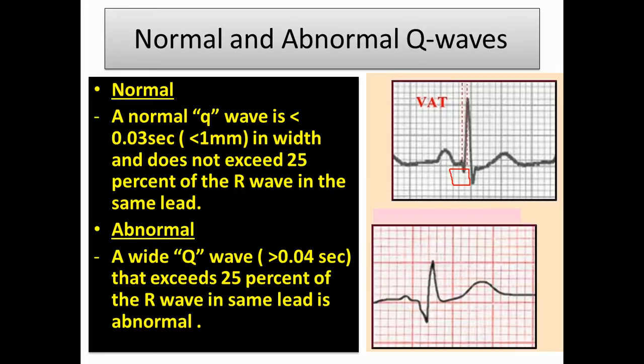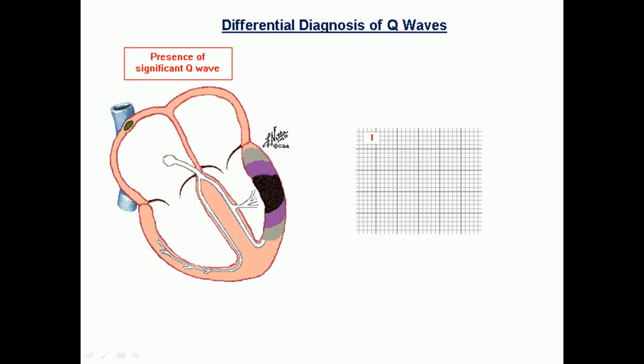It is less than one small box in width, and its depth is not 25% of the relevant R wave in the same lead. As you see in the image below, the Q wave duration is prolonged more than one small box, and its depth is more than 25% of the relevant R wave. Due to that, it is abnormal, and the normal-abnormal differentiation is according to this.